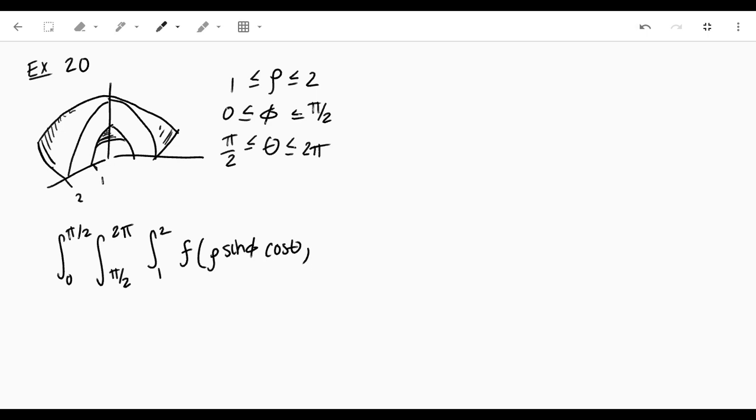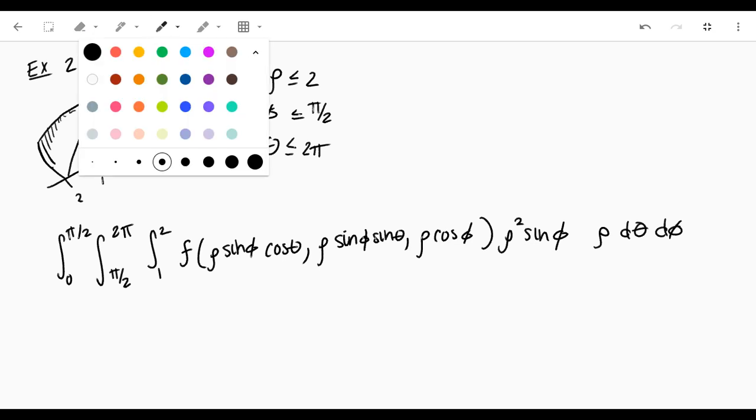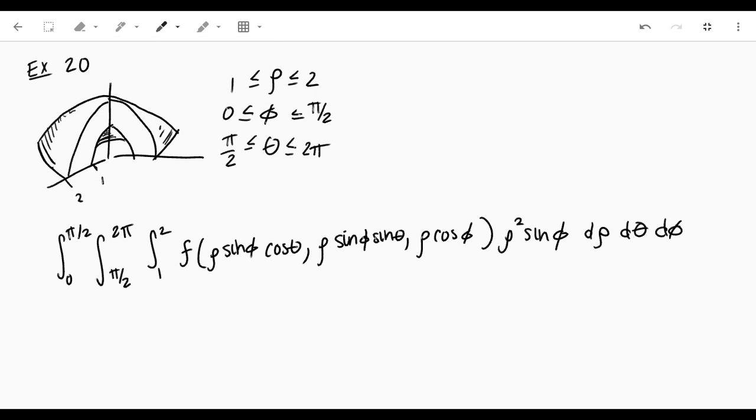And then y, so rho sine phi sine theta, and then z, so rho cosine phi, and then rho squared sine phi. And I've got my rho on the inside, so d rho, d theta, d phi. I didn't mean to make a double d here. Oof, this is getting bad. Okay, there you go.